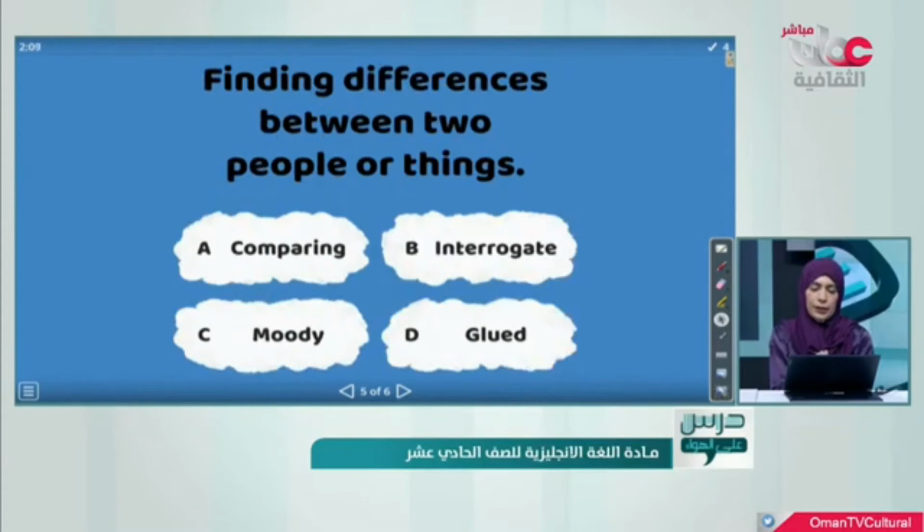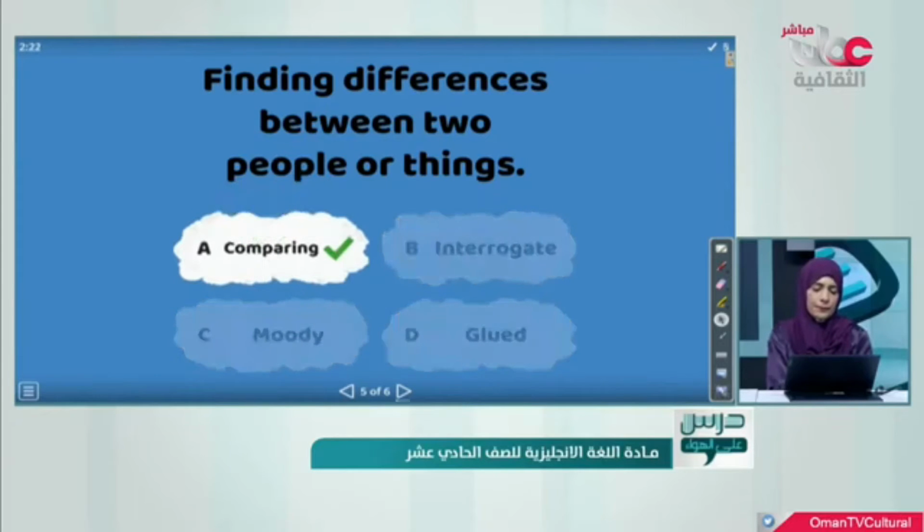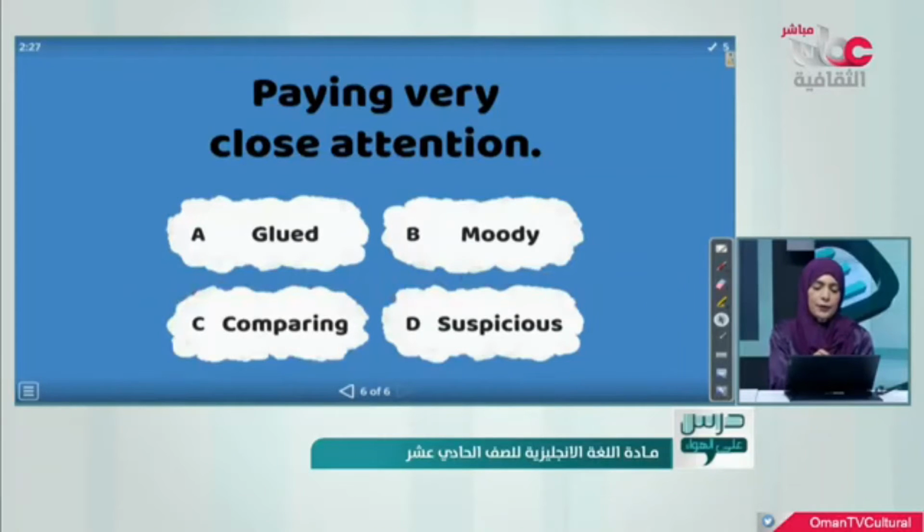Now, look at the screen. Finding differences between two people or things. Whenever you search for differences and similarities about something, that means we are comparing. Paying very close attention to something: we finished comparing, moody, and suspicious. So the last choice is glued, which is an adjective. It should be the correct answer.